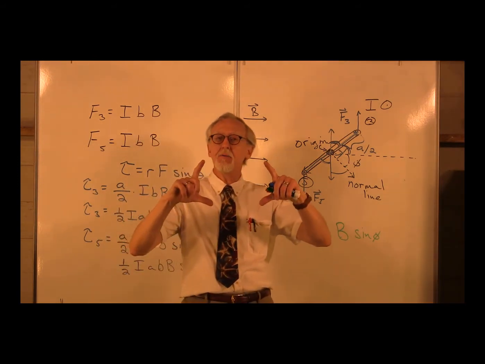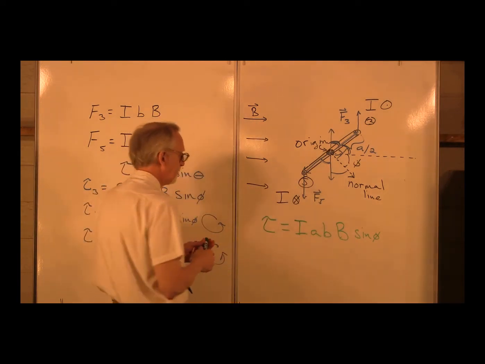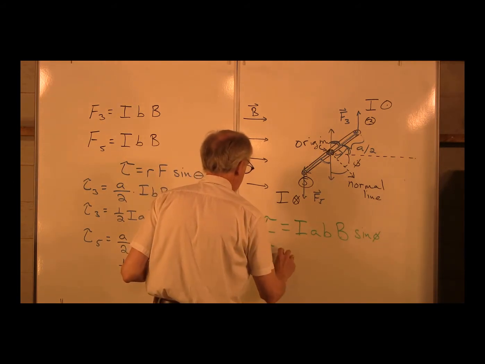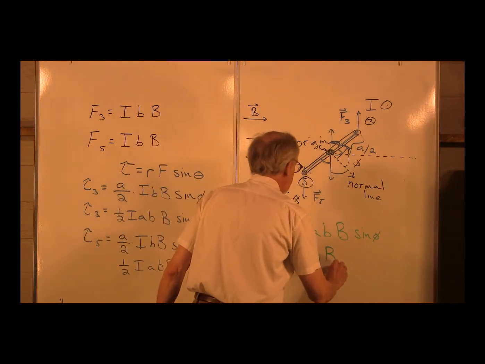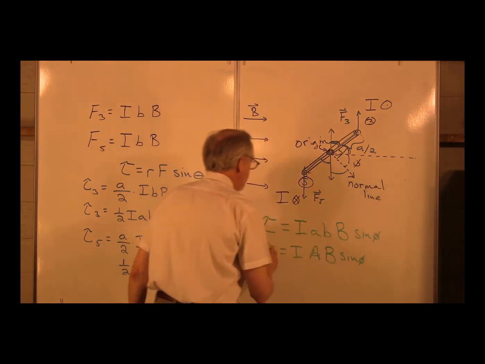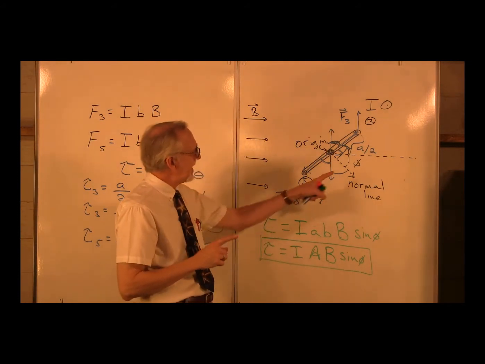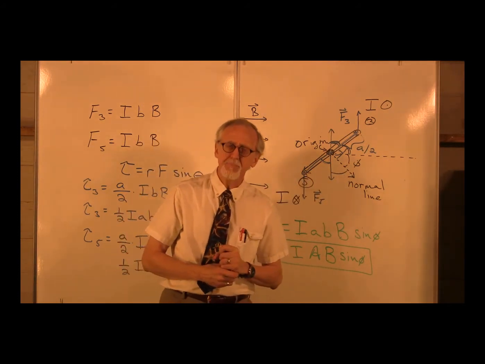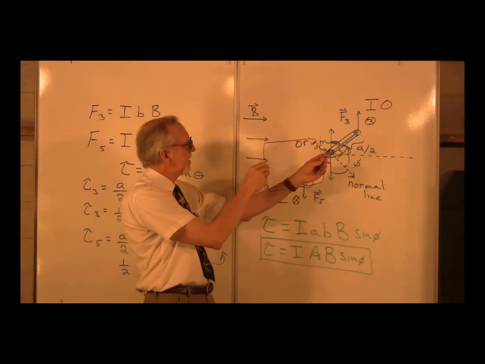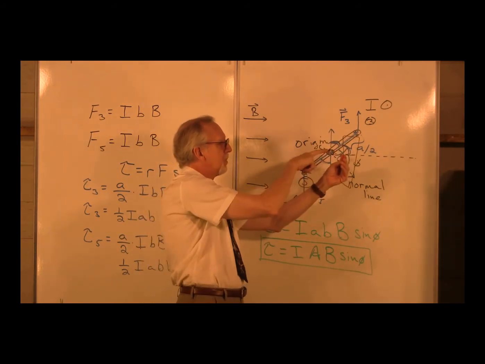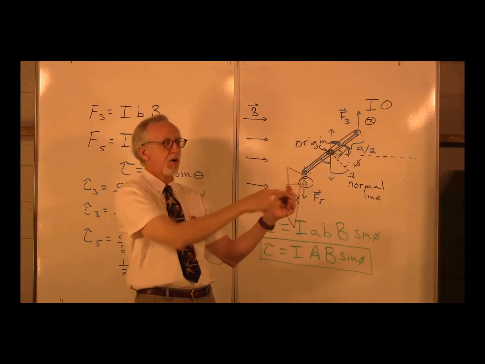We could have a round wire, and the torque acting on that round wire would still be the current times the area of the loop, times the magnetic field, times the sine of the angle phi. And what is phi? Let's remember, phi is the angle between the normal line and the magnetic field. So if the loop were aligned so that the normal line lined up with the magnetic field, we would have sine of 0, 0 torque.